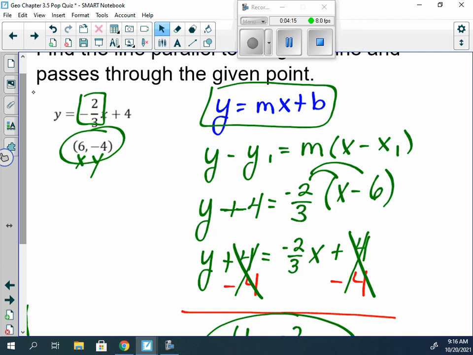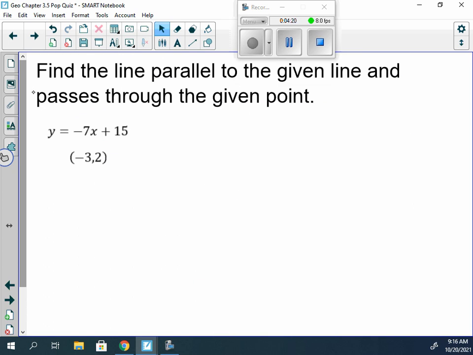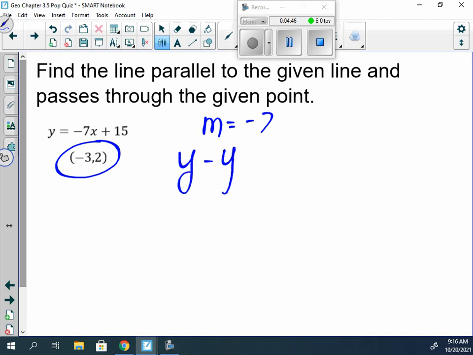Any other questions on this here? Find the line parallel to the given line and passes through the given point. Well, parallel means the slopes are the same. So the new slope would be negative 7. Do we have a point? Well, yeah. Because if it's parallel, the slopes will be the same, and we can use point slope form: y minus y1 equals m times x minus x1.